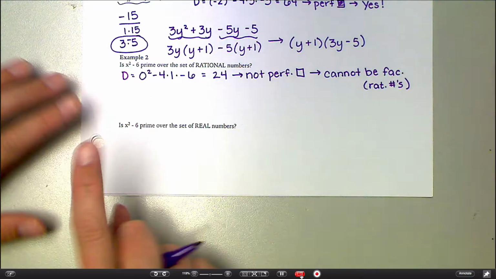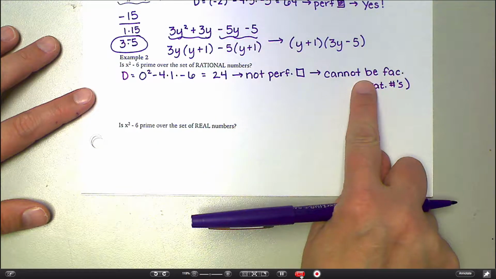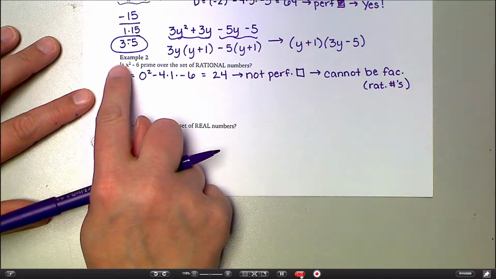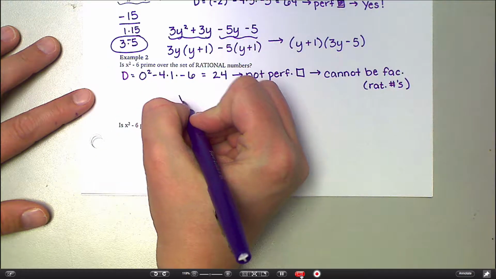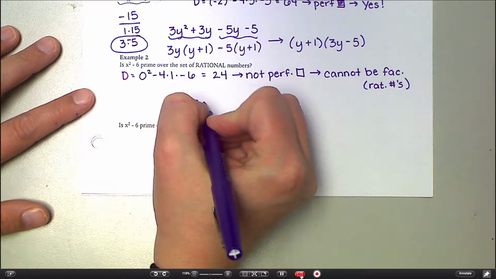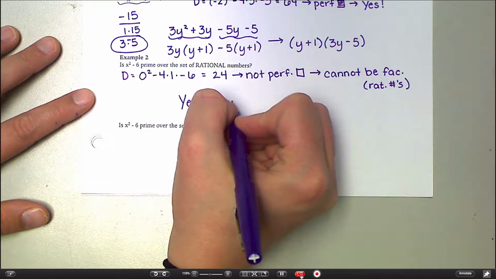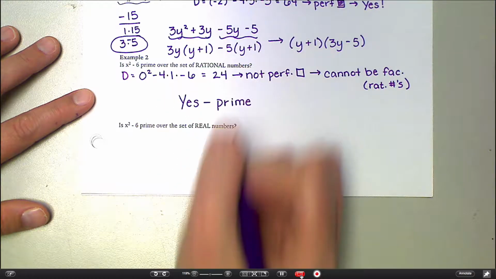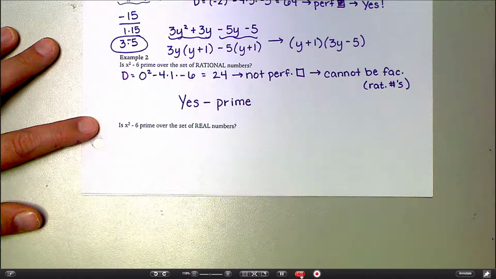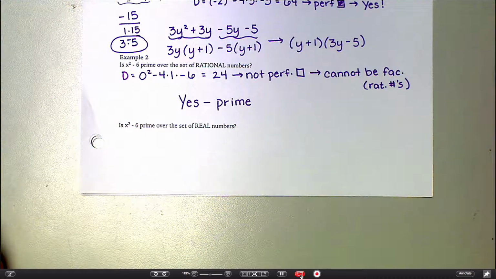Now, be careful about the wording of this question. We said it cannot be factored, but the question says, is it prime? So the answer would be yes, it is prime, because prime means it cannot be factored. Now, for this next question, is x squared minus 6 prime over the set of real numbers?